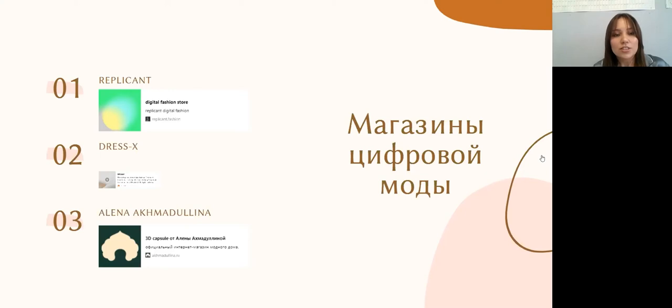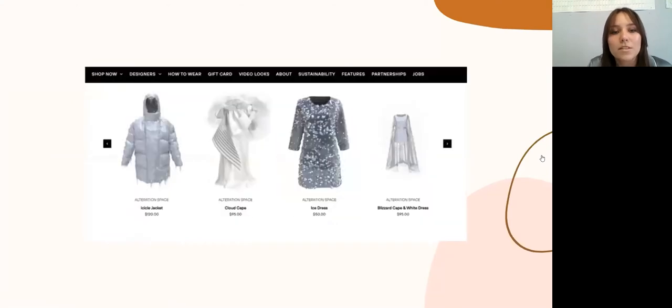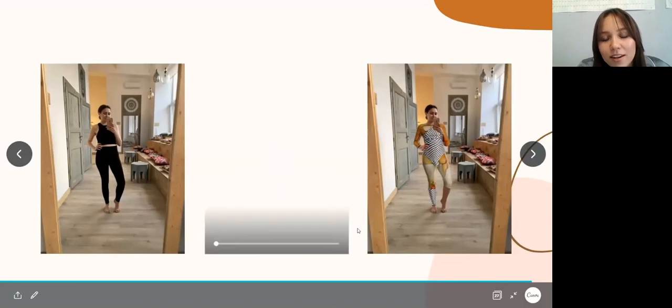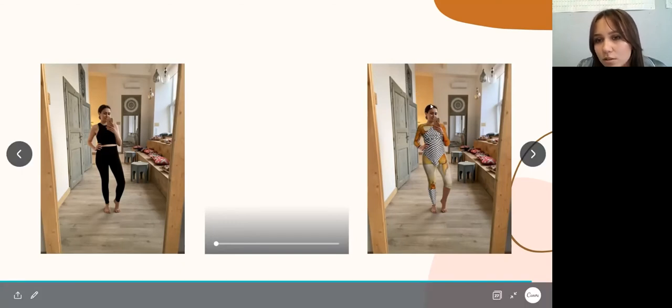I'm showing some digital stores of digital clothes that exist in Russia. There is the Replicant website, there is the Dress Pics website. And on the next slide, I'm going to show how I myself tried such a costume. It was the costume that you saw on Olga's slide, and it was a costume that I found on a Telegram bot at the Replicant website. There you need to make a picture with good lighting. Well, I had a good photo that I took at a yoga class. I chose this costume that you can see.